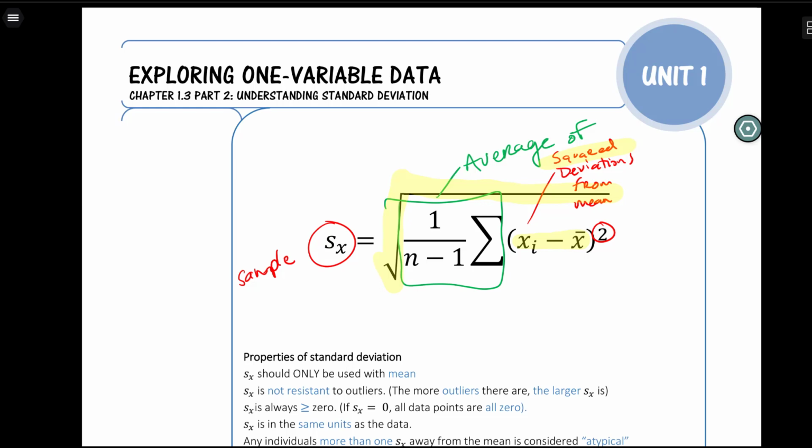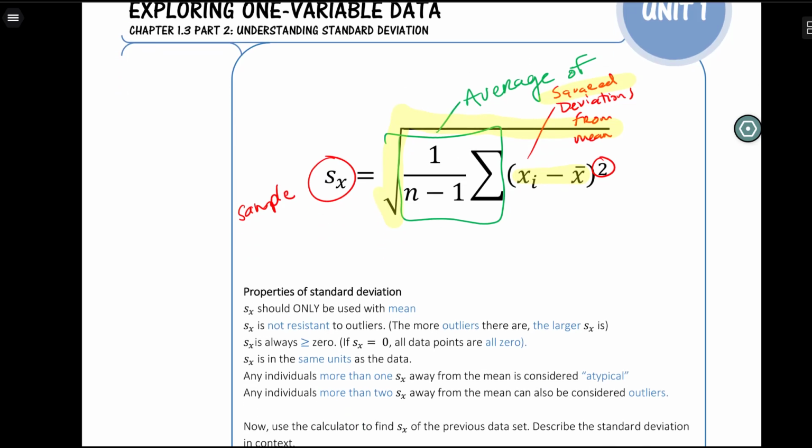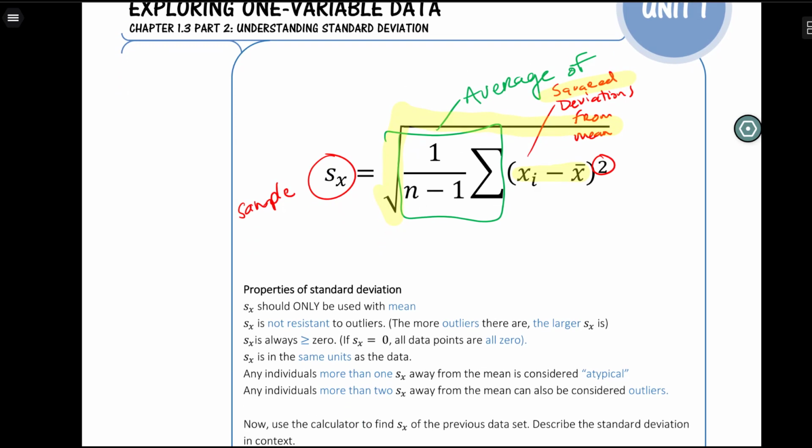Okay, if you can read the mathematics, it's going to become a lot easier for you to understand how the mathematics is coming. Okay, now let's go ahead and look at a few more principles and properties of these. First of all, this one you remember from the last lecture. Standard deviation should only be used with the mean, and it is not resistant to outliers. How does it affect them? Well, it makes it bigger. The more outliers there are, the larger your standard deviation is.